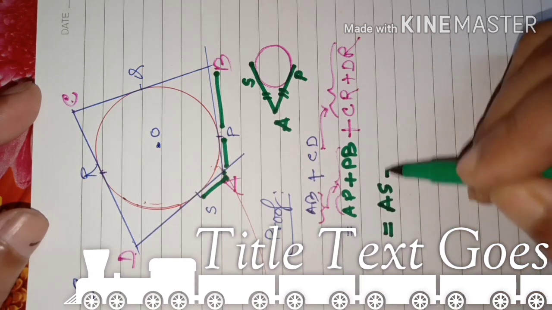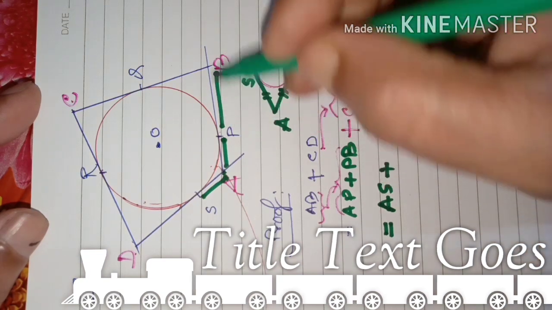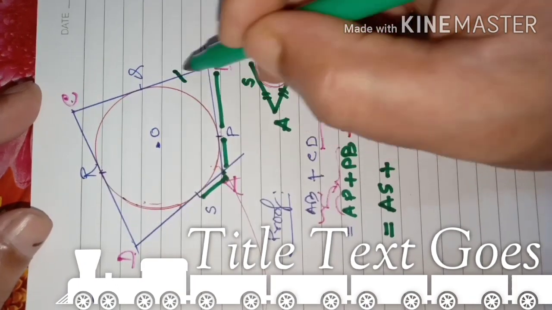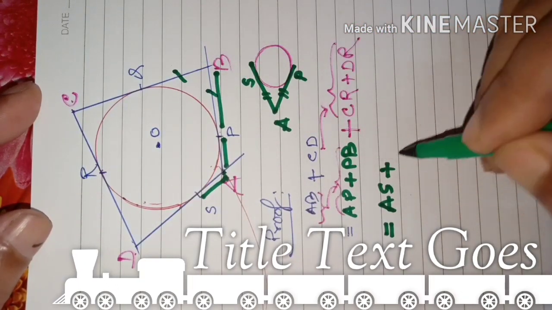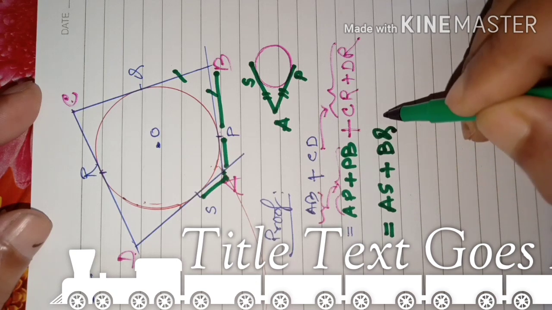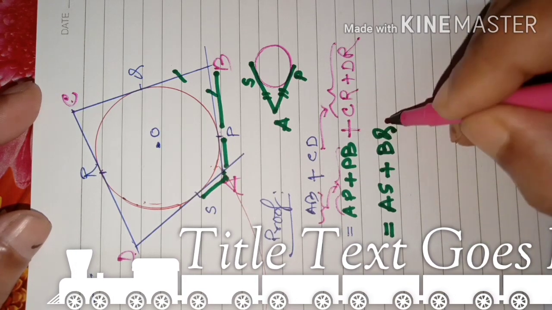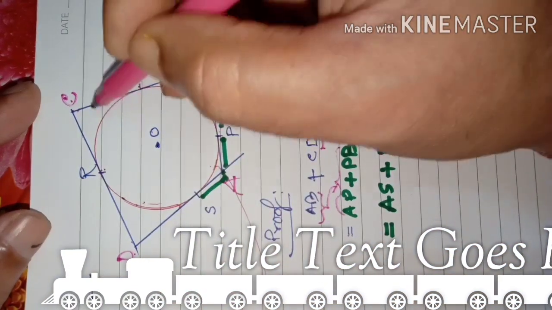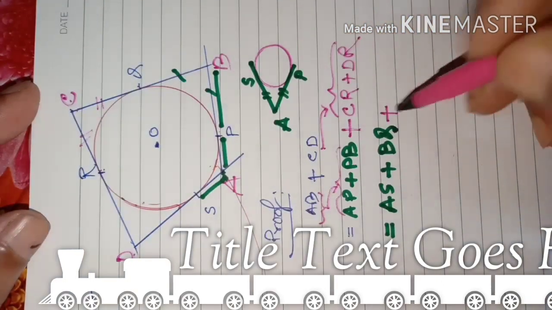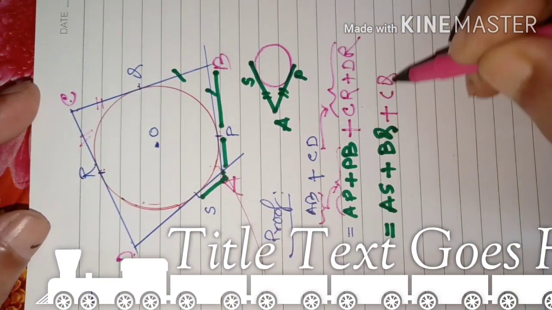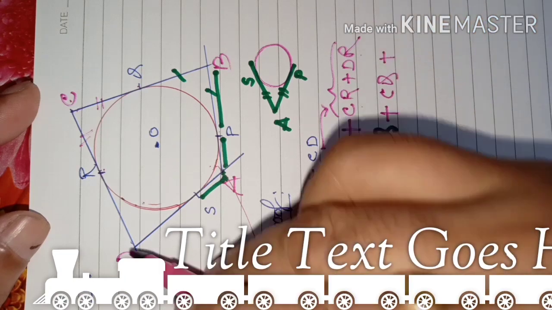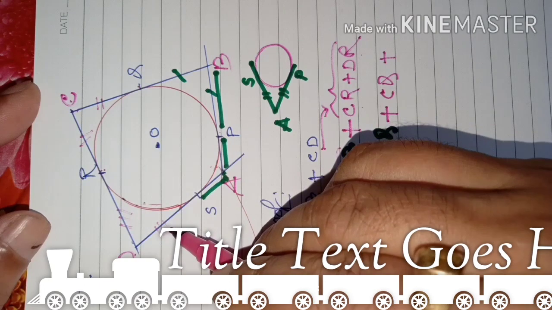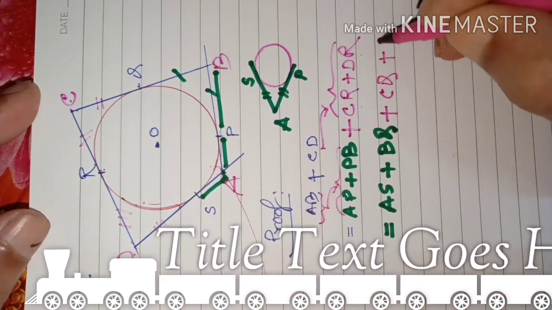Okay? Then plus PB. PB also can be substituted by BQ, the same way, because PB will be equal to BQ. These two are also equal. So substitute this PB by BQ. Plus. Now this part is CR. Look at the diagram. CR is the same as CQ because of tangents from an external point. CR equals CQ. So I can replace this CR by CQ. Plus DR. Look at the diagram. DR is also equal to DS. You can replace this DR by DS.